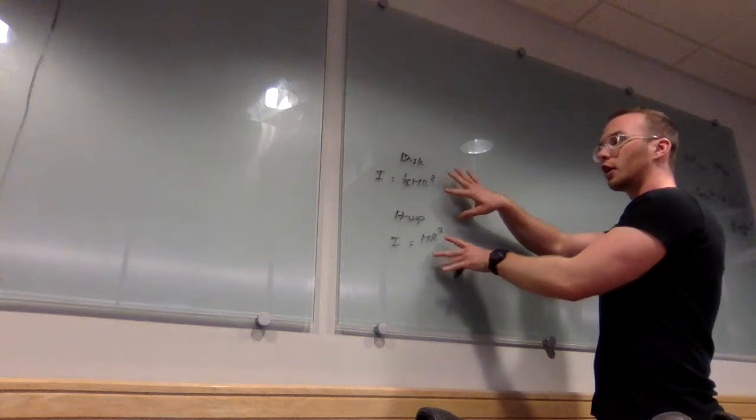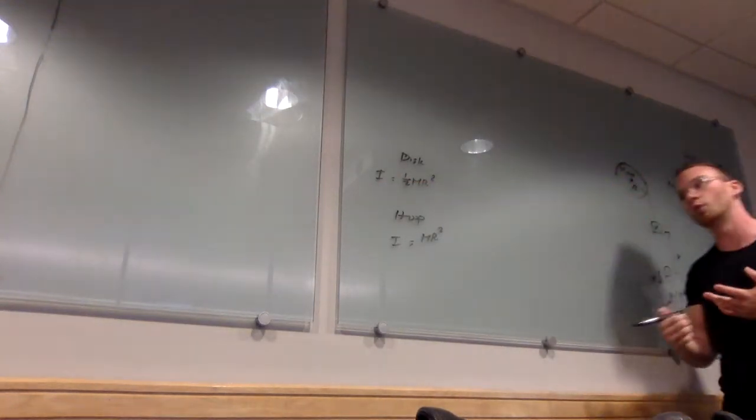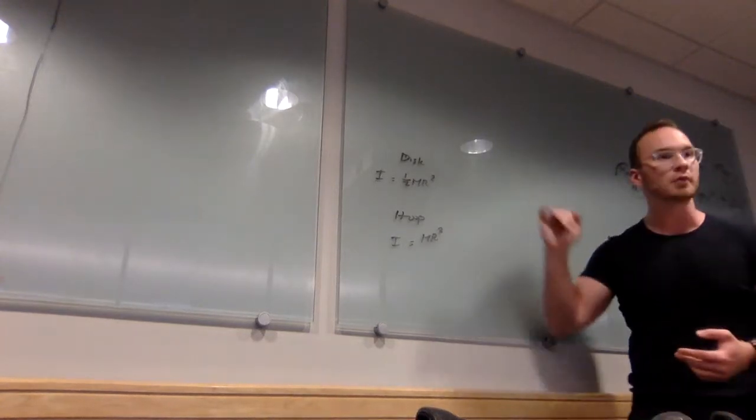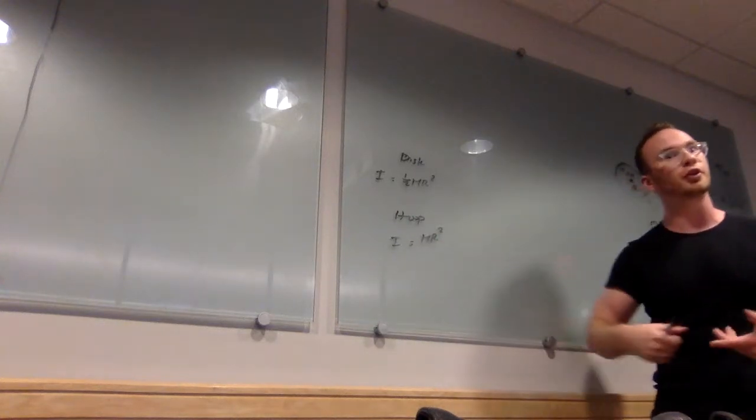So another way to think of this moment of inertia is how hard it is to spin something. Of course, if something's heavier, it will be harder to spin. So that's what the m is for, right? If you double m, you have more rotational inertia. It's harder to spin.